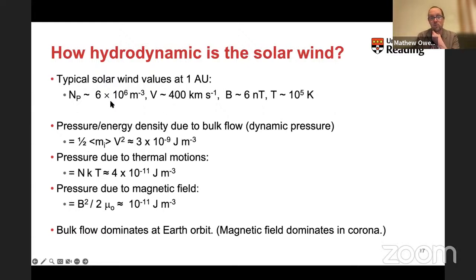If you take typical properties for the solar wind, you can work out roughly how much energy is contained in the flow of the solar wind, how much energy is contained in the thermal motions of the solar wind, and how much energy is contained in the magnetic field of the solar wind. If you plug those numbers in and do a really crude back of the envelope calculation, the energy in the flow of the solar wind is 2 orders of magnitude higher than the energy in the magnetic field. That says, to first approximation, ignoring the magnetic field is not a bad thing to do.